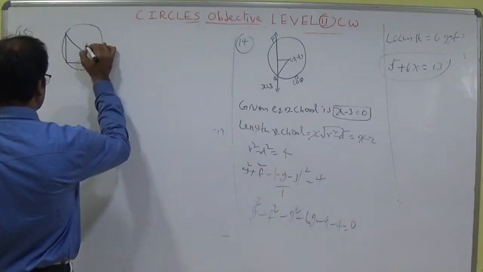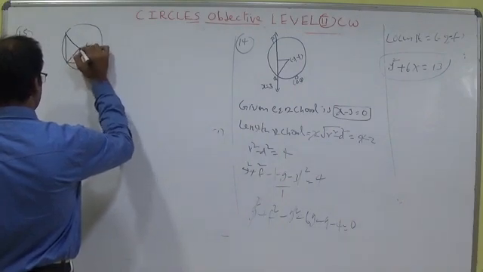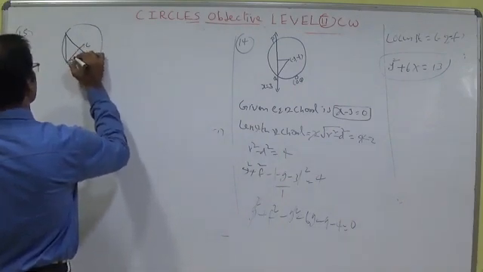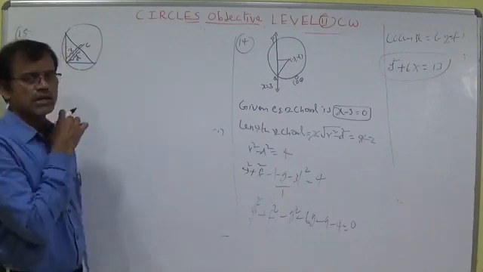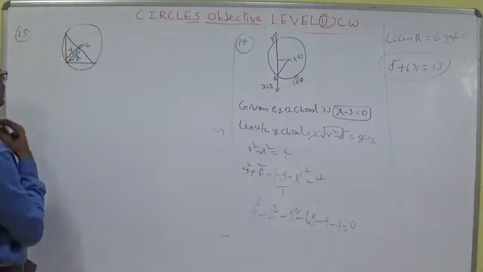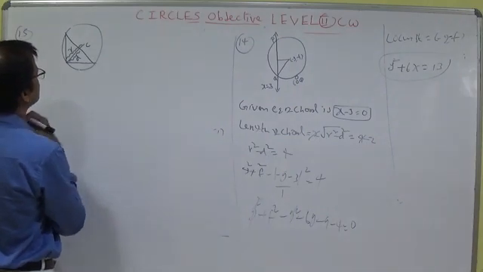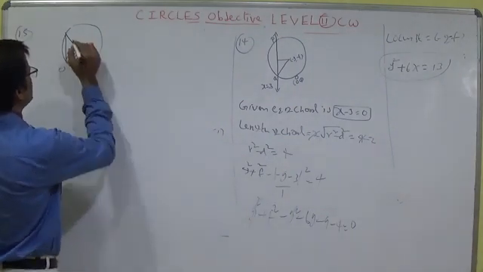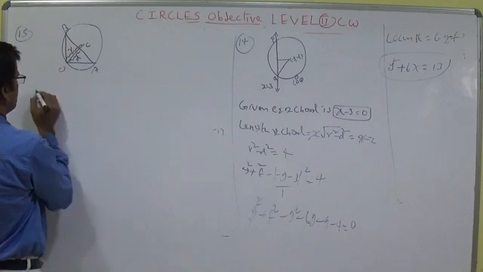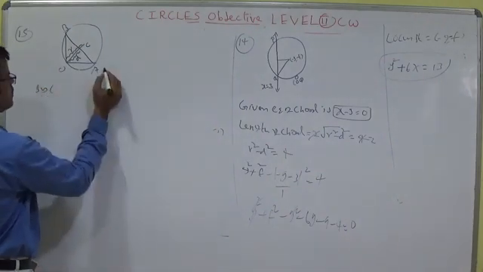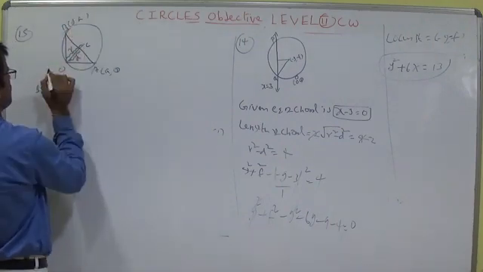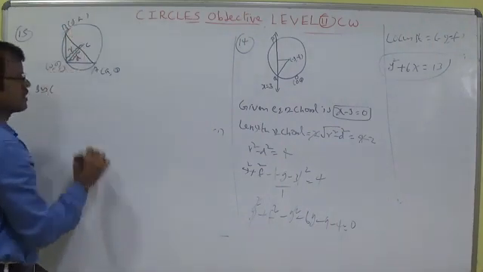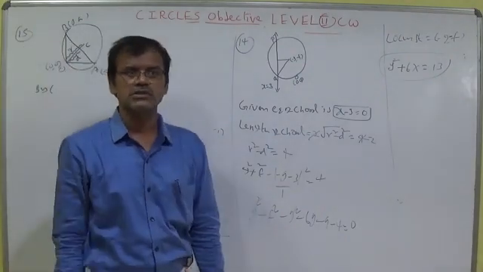So let this be a chord making equal intercept. Let this be the center C. This is d, small d. This is the full radius r. If a line is a chord, then we know that r is greater than d, so d less than r. Put here O, A, B. By condition, here you can write A comma 0 and here you can write 0 comma A, because it is making the same intercept on the coordinate axis.